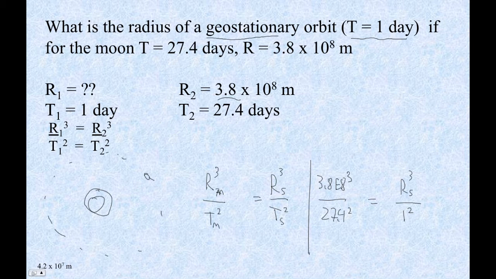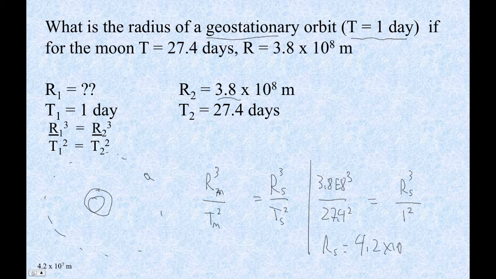3.8 E8 raised to the third, divided by 27.4 raised to the second. Now I'm going to multiply by 1 squared, so times 1 squared. There we go. And I'm going to have r to the third. And then to find what r is, I take the cube root of that, so raise it to the 1 divided by 3.